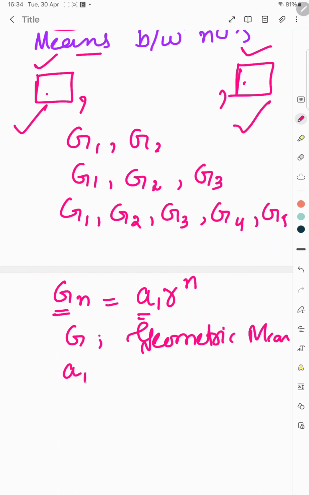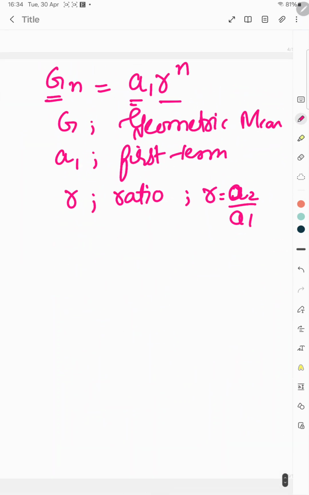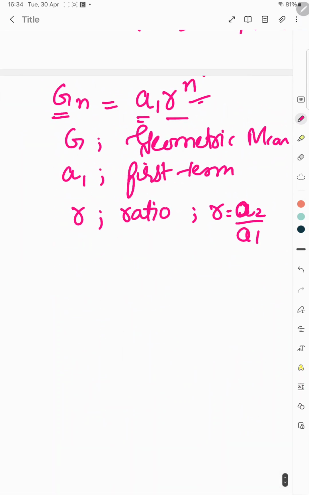A1 is the first term of the sequence. R is the ratio, and you know how the ratio will be found. There is the formula which you will use, A2 divided by A1. Okay student, and what is n? Here small n. Student, n is used to represent the total number of terms in the sequence.